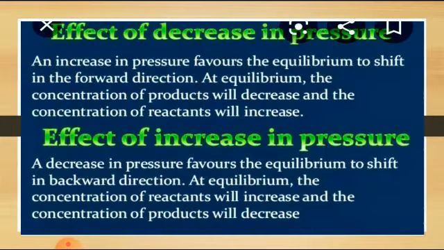Okay, now change in pressure, effect of decrease or increase of pressure. If there is a decrease in pressure, equilibrium shifts toward forward direction, means reactants will form product. If we increase the pressure, it favors the equilibrium to shift in backward direction. So, concentration of reactants will increase and concentration of product will decrease.